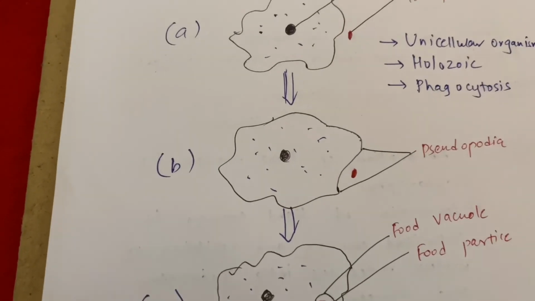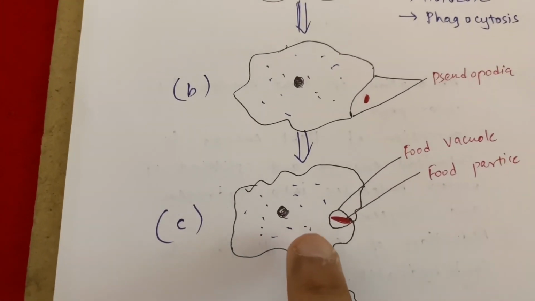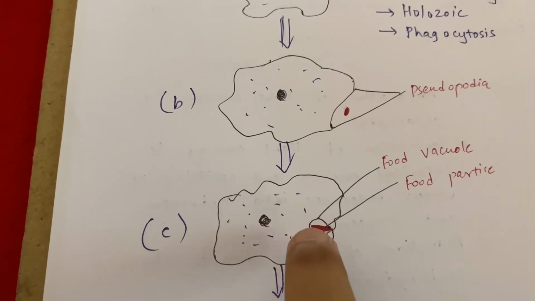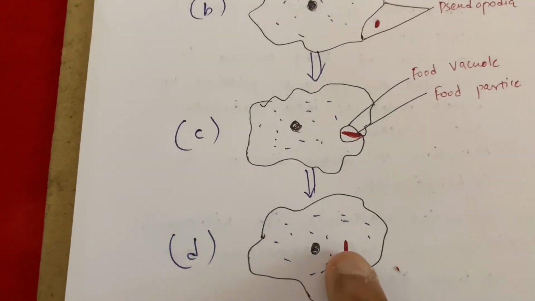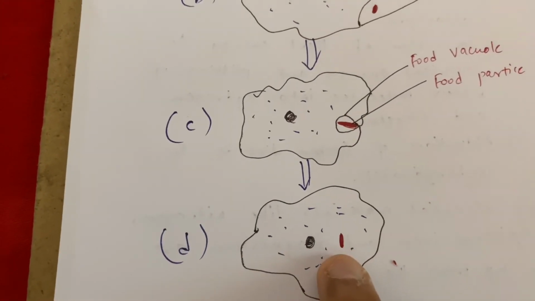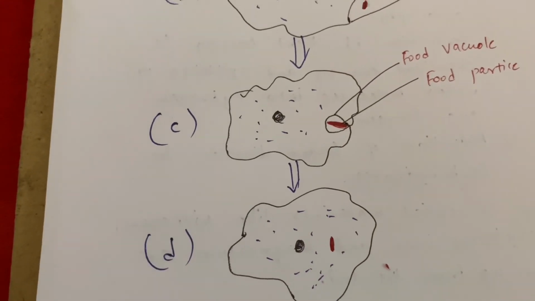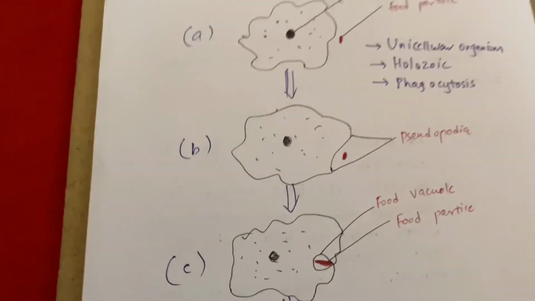So when the food particle goes inside this organism, it forms a food vacuole. This is the food particle, and the circle is termed as food vacuole. This food vacuole is then taken into this organism. Then this complex molecule is converted into simple molecules, correct, which are then diffused into the cytoplasm of the cell. In this way the amoeba takes the food, correct.